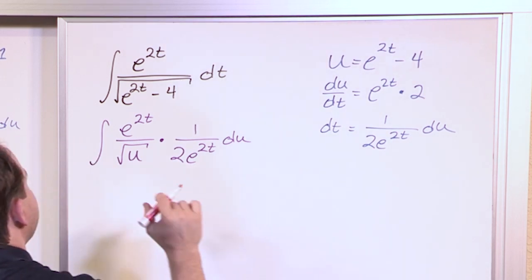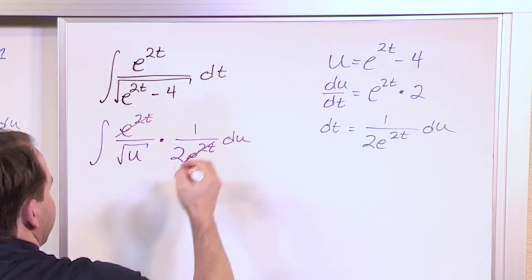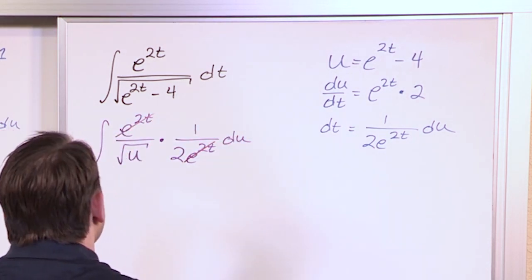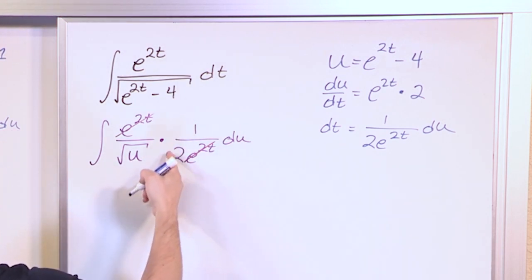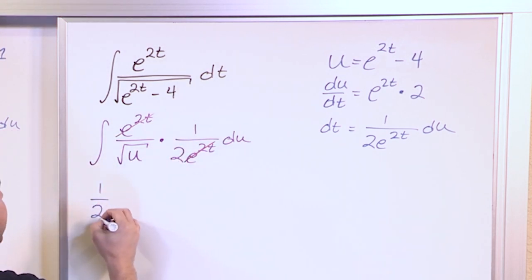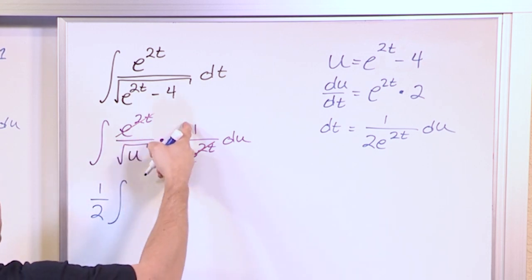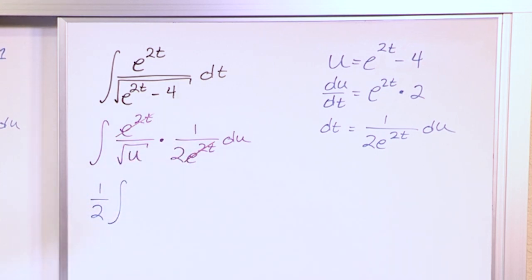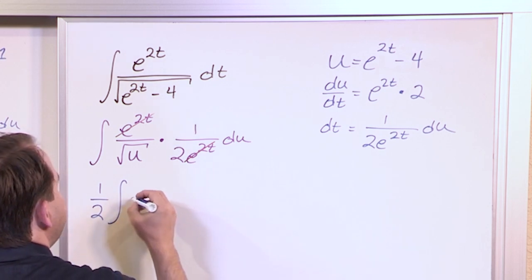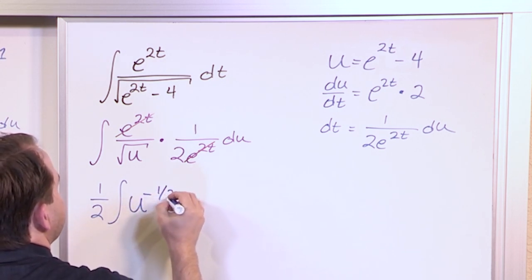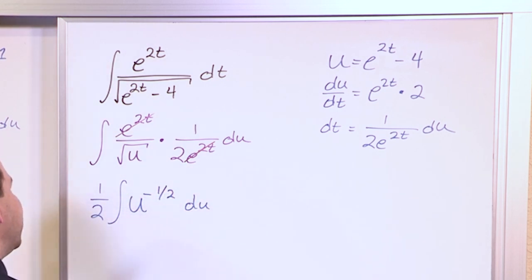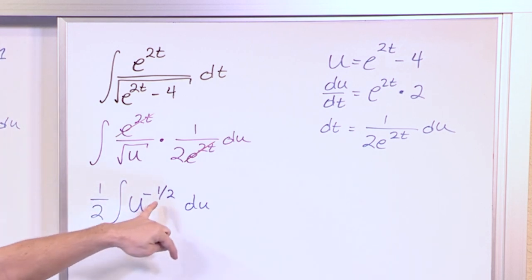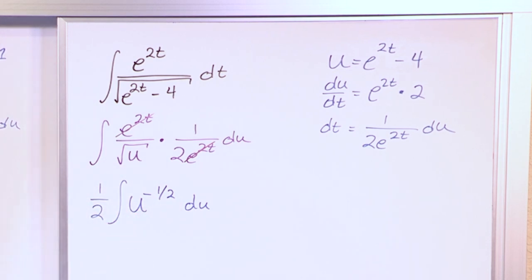And so we think we're on the right track because the e to the 2t cancels just like it does here. And so finally what we're going to get, the 1/2, which is a constant, can come outside the integral, and we'll have 1 over square root of u, which can be written as u to the negative 1/2 du. The reason I'm writing it like that is because I need to integrate it, and it's easier for me to visualize what to integrate if I have an exponent.